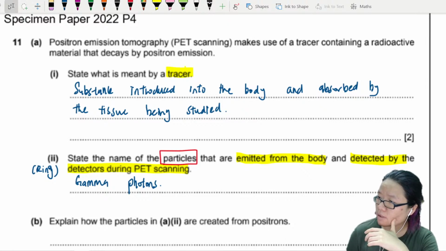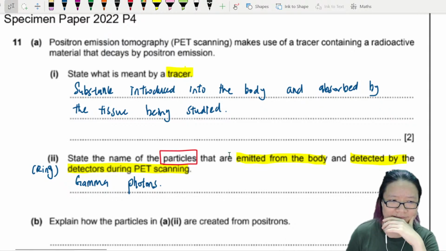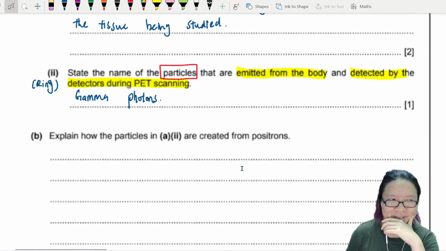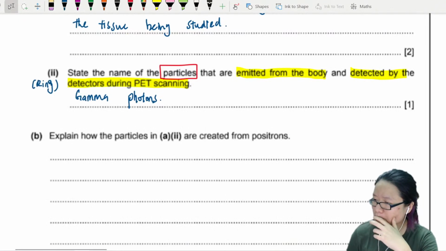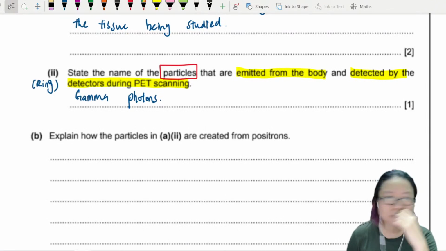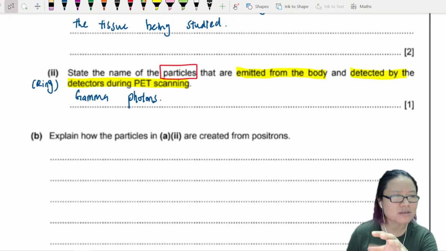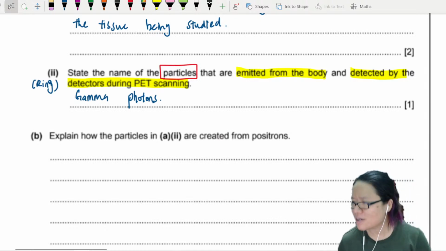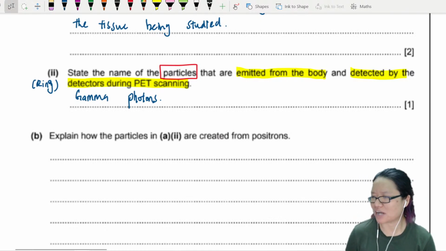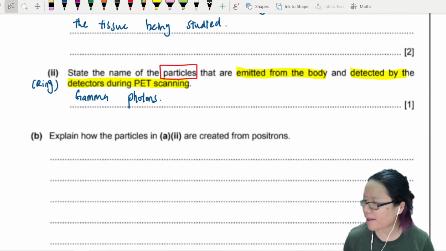Okay, let me go and find the specimen paper. In the meantime, you can think about what to write in part B. Explain how the particles in A2, which are gamma photons, are created from positrons. How did we make those gamma appear? From where? How? What's the interaction? Got name or not?